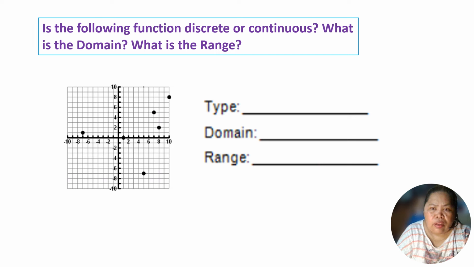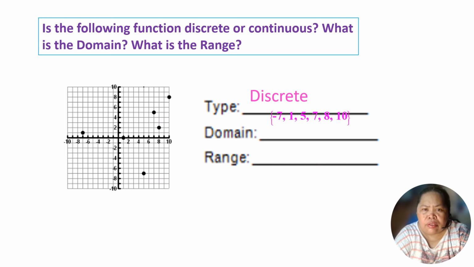All right, so let's see how discrete and continuous relate to our relation. So is the following function discrete or continuous? What is the domain and what is the range? First here, this data is discrete because it has discrete numbers, no? And the domain values are negative 7, negative 1, 5, 7, 8, 10. So look at here, no?